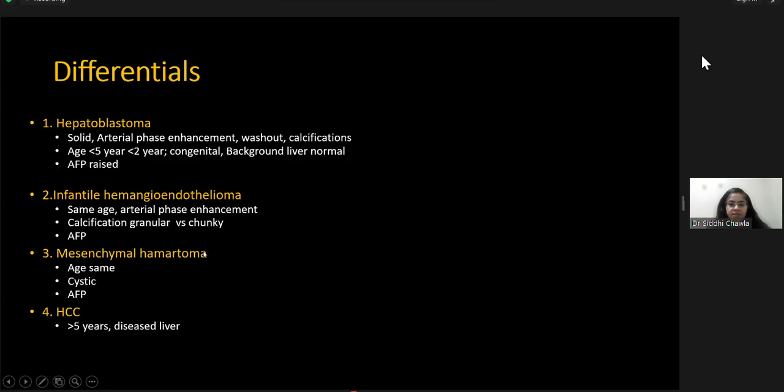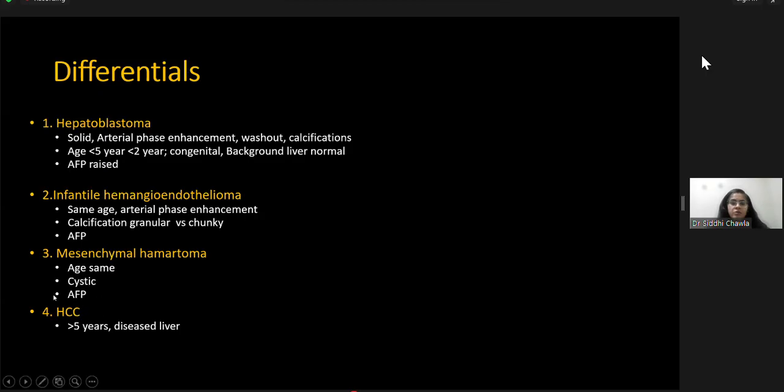Again, in this particular age group, mesenchymal hamartoma is a differential. However, most of the lesions are cystic in nature, and again, AFP will not be raised in a mesenchymal hamartoma. So this is just a differential of this particular age group. The most important differentials are always hepatoblastoma and infantile hemangioendothelioma, and it is very important because the prognosis completely changes for the patient. Infantile hemangioendothelioma can be given a trial of beta blockers, whereas for hepatoblastoma, the patient will be sent to the oncology department.